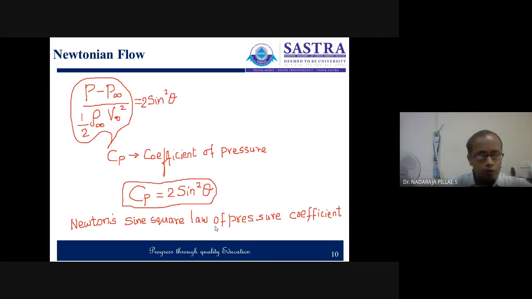Okay, so I stop at this point for the Newtonian flow or Newtonian law. Let us discuss the modified form of Newtonian flow in the next class. Right? So ultimately, our aim is to calculate the coefficient of pressure that we have calculated.